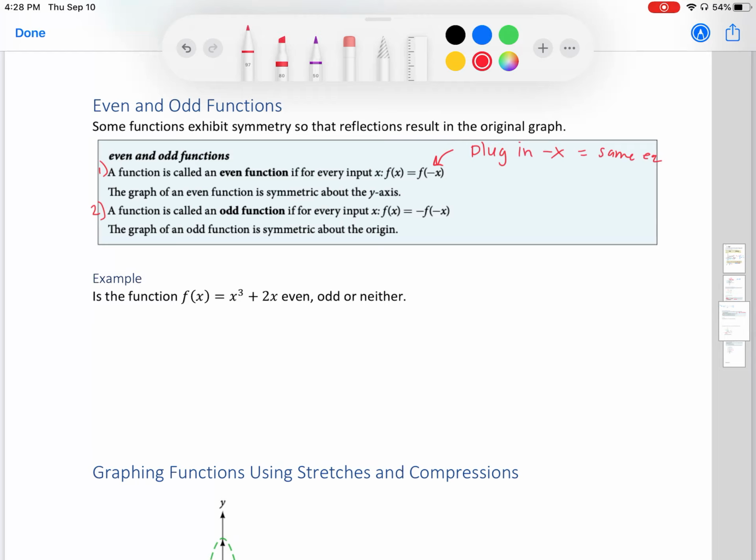A function is called an odd function if for every input of x, f of x equals negative f of negative x. So let's say you plug in a negative and your answer is the same, but with a negative.